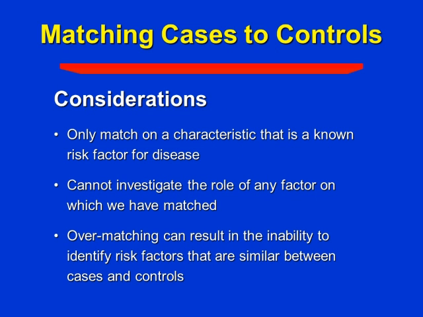However, when you're thinking about matching cases and controls, there are a couple of considerations to take into account. You really want to only match on a characteristic that you already know is a risk factor for the disease, because once you match on something, you cannot investigate the role of that factor in terms of a risk factor for disease. And overmatching, if you match on too many things, can actually result in the inability to identify risk factors that are similar between cases and controls. So typically you want to avoid matching unless it really is something that's going to help you have a more efficient study.